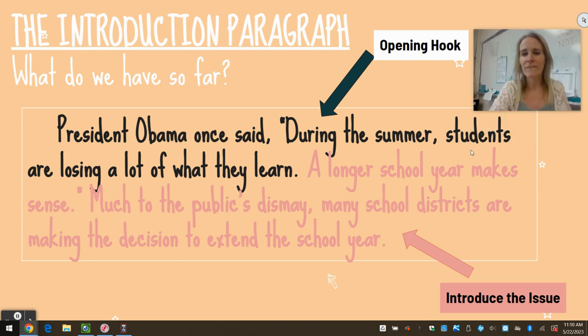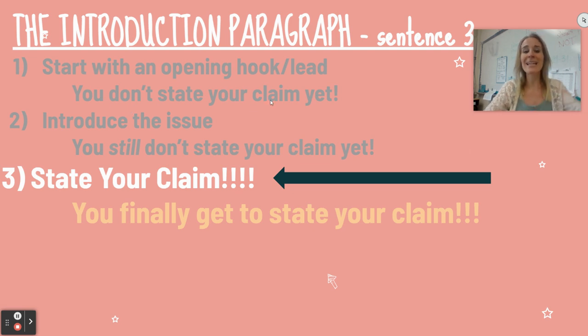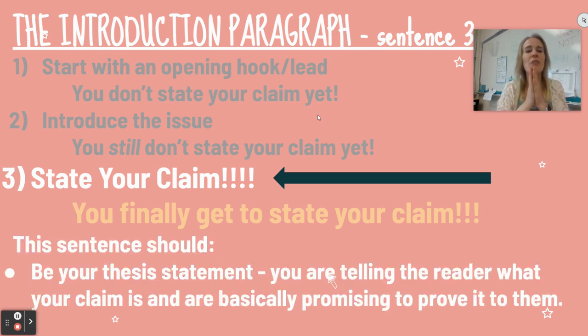And now, finally, okay, we did not state our claim in our opening hook. We did not state our claim in sentence 2 where you introduce the issue. But finally, sentence 3, you get to state your claim. Finally. This sentence should be your thesis statement. What a thesis statement is, you're basically telling the reader what your claim is, and you're promising that if they continue to read your essay, you're going to prove to them why your claim is true. So the thesis statement lets your reader know what's coming up in the rest of these paragraphs, okay?